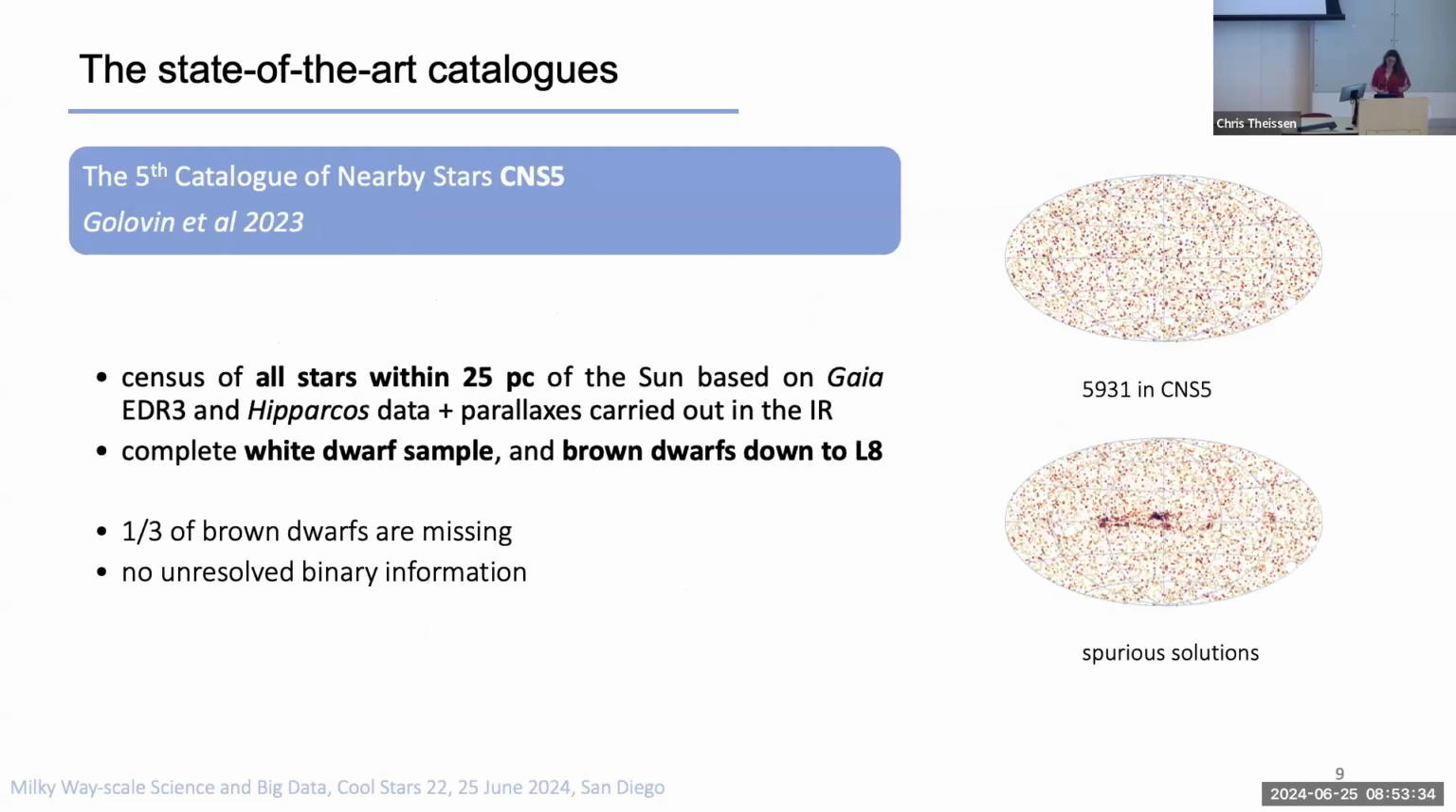Going to the smaller volume, recently Golovin et al. published the 5th catalog of nearby stars, which has all stars within 25 parsec. And it has a complete white dwarf sample and goes to brown dwarfs down to spectral type L8. Still, one third of brown dwarfs are missing at the later types, and there is no unresolved binary information.